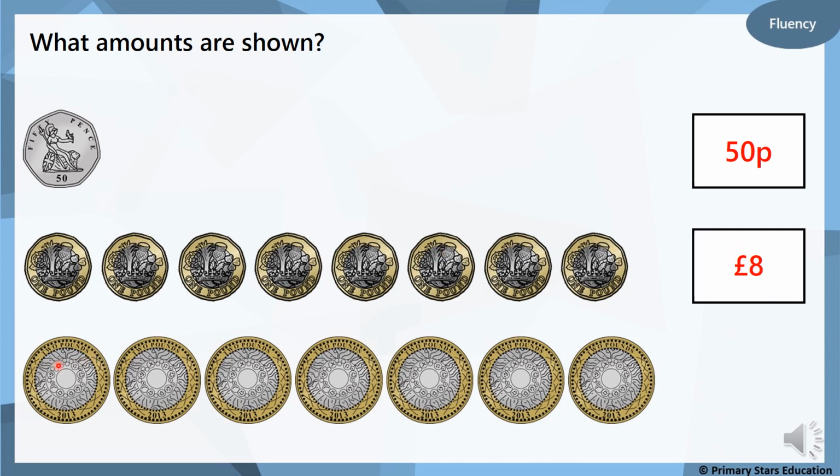The pence is after the number, but where we've written £8, that pound sign goes before the 8. Okay, so we have got £2 coins next. So to find the amount, we're going to be jumping in twos. So we've got 2, 4, 6, 8, 10, 12, 14. That gives us £14.